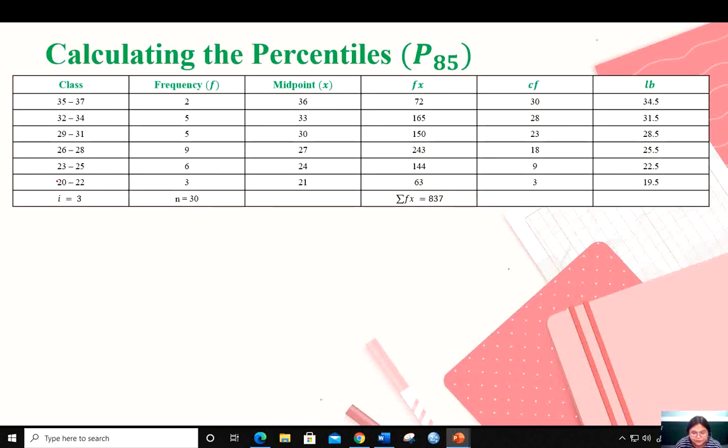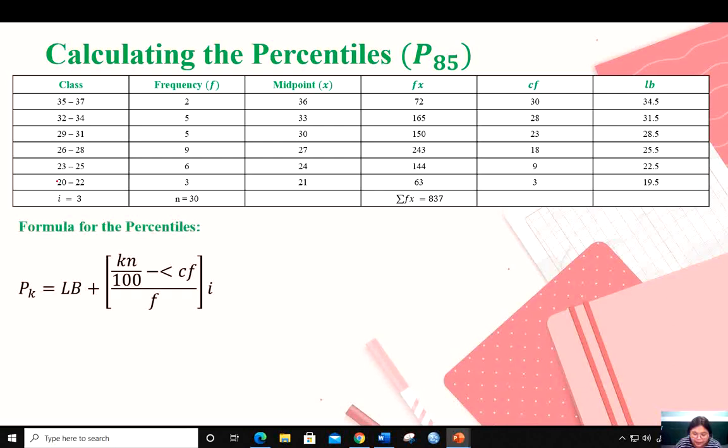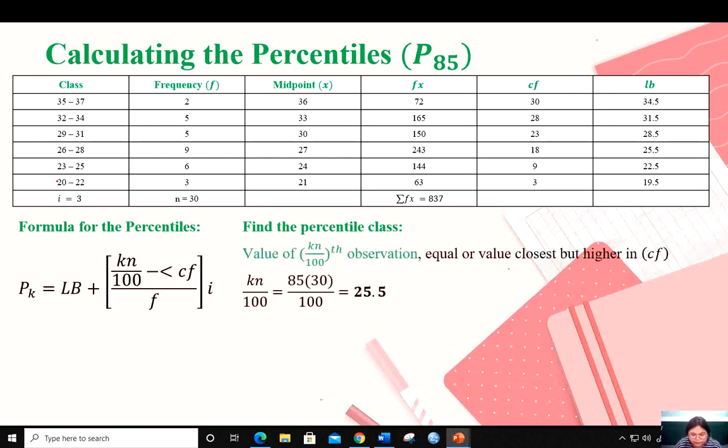Okay? So, next, let's proceed to percentile. So, we are asked to find the P85. 85 percentile. Okay po, see, this is our formula. That is over 100 kasi we're dealing with percentile. So, first, let's identify the percentile class. By doing that, we're just getting the product of K and N. Our K is 85, our N is 30 divided by 100. Bakit 100? Because we're dealing with percentile. Okay po? So, we have 25.5.